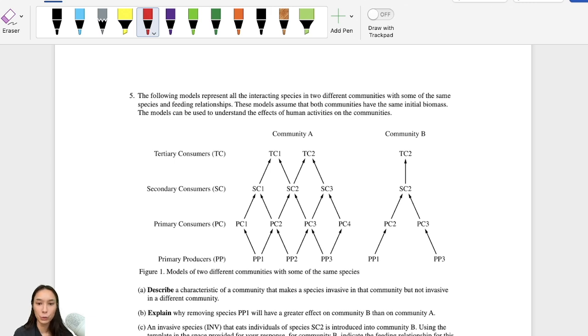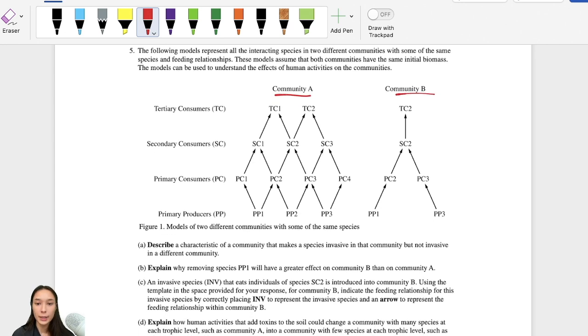Okay. So figure 1 says models of 2 different communities with some of the same species. So you've got community A here, you've got community B here, your primary producers down here, they share some similar ones, so like PP1, PP1, PP3, PP3. Your primary consumers are the next level, and then you got secondary, and then you've got your tertiary consumers. Okay, so they share some similar organisms within their communities, but obviously there's a difference in patterns as well as the number of species. Okay, so let's start off with A.